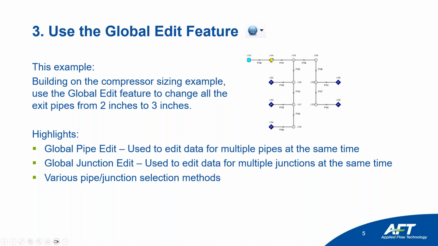Typically, what you might think is you would have to double click into each one of these pipes and change the variables one by one. But what this global edit feature can do is do that all at once and change everything all together. This extends to pipes and junctions. We'll go over that in just a minute.